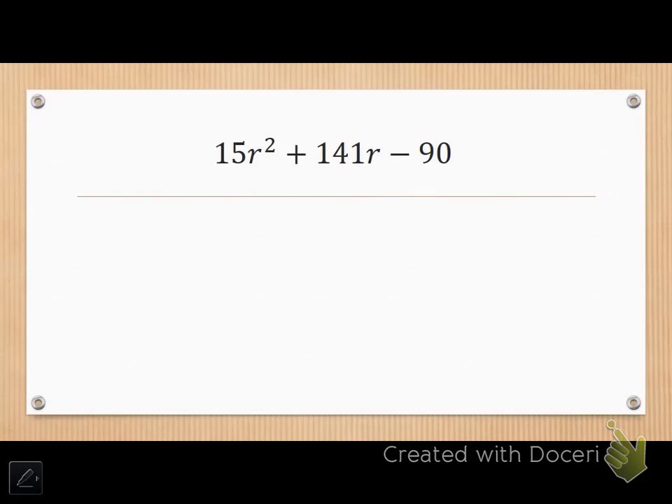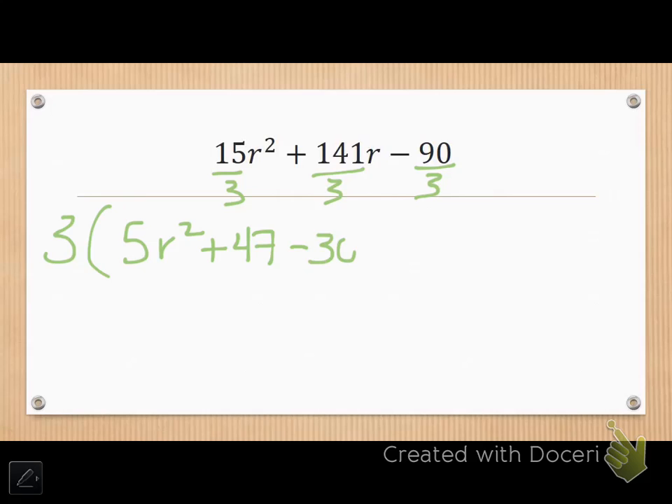So first I checked to see if there's a GCF. So I checked to see if 3 or 5 or 15 might be a GCF. And it looks like we can divide all of them by 3. So then I'm going to have my 3 on the outside. 5r squared plus 47r minus 30. Oops, there's supposed to be an r there.